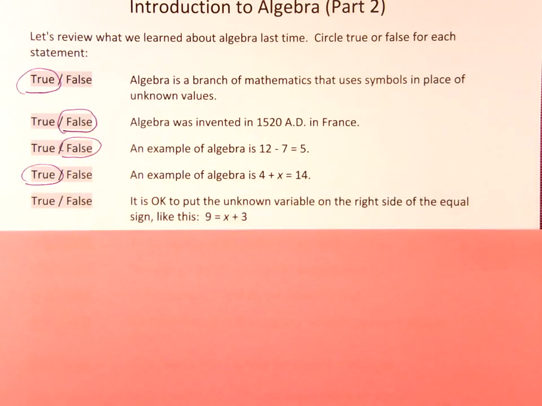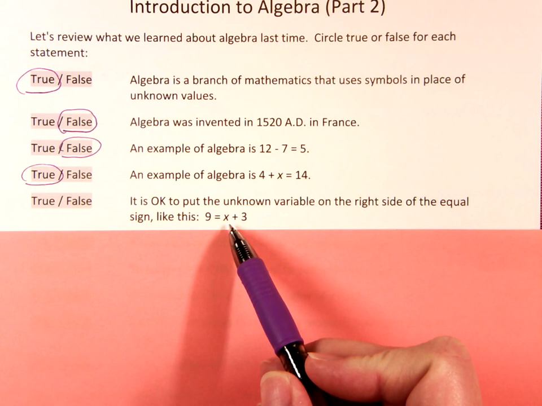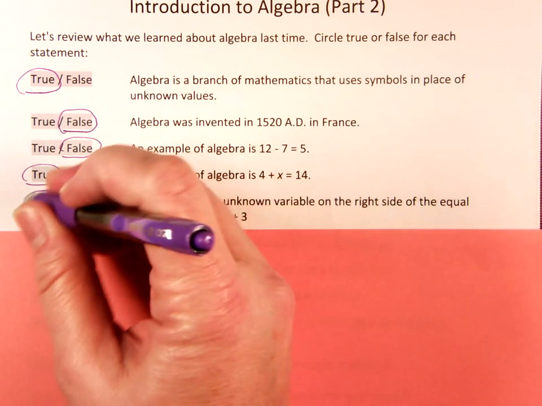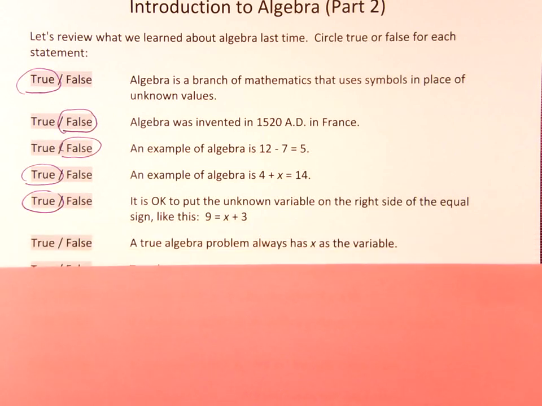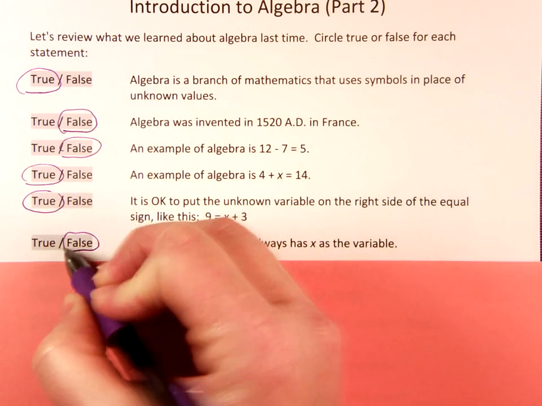It is okay to put the unknown variable on the right side of the equal sign like this. Is that okay? Yeah. So true, good. A true algebra problem always has x as the variable. False, that's right. You can have almost any number or symbol.